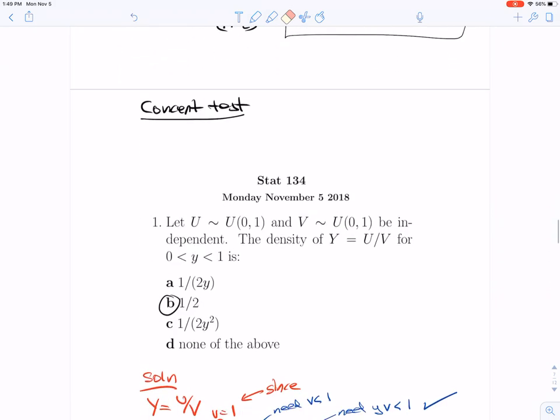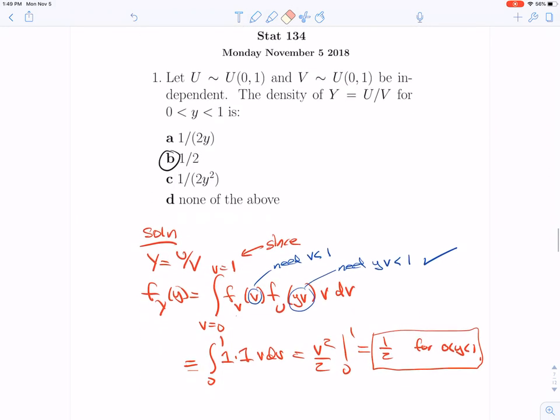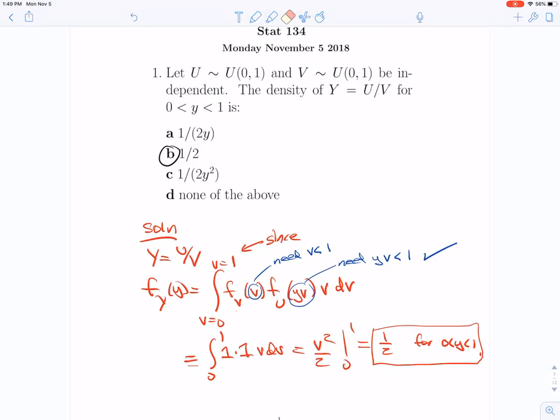Then we did a concept test, and a lot of you did a great job on this. We're looking here at the case where y is between 0 and 1. Using my convolution formula, it's easy to see that I just get a half here for y between 0 and 1.